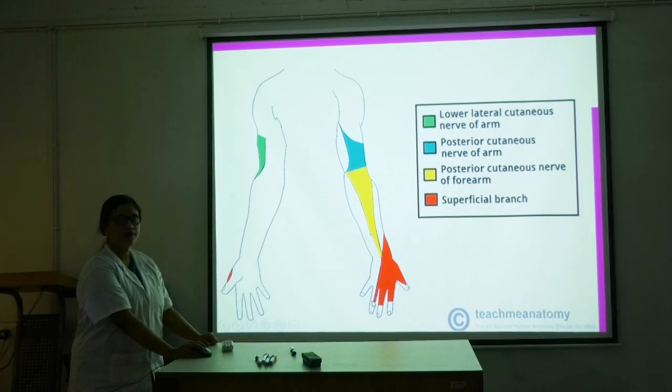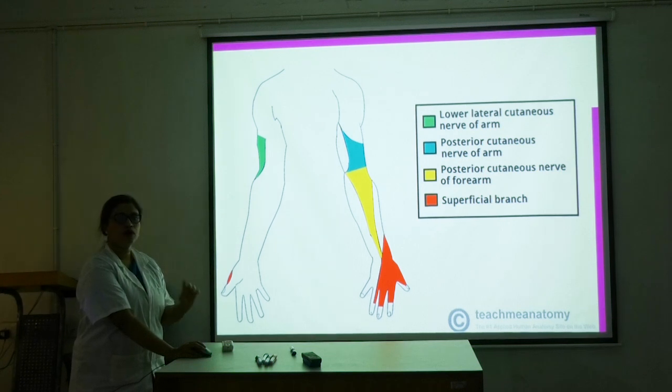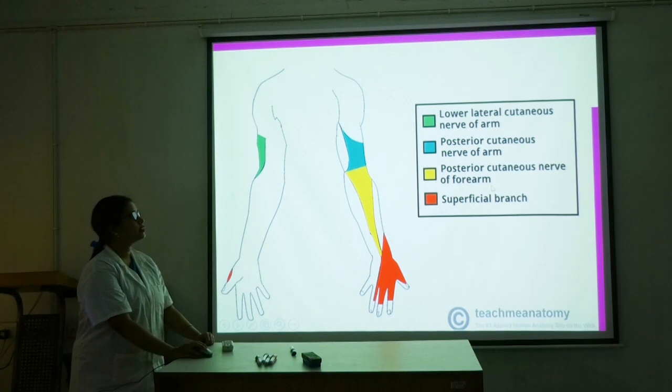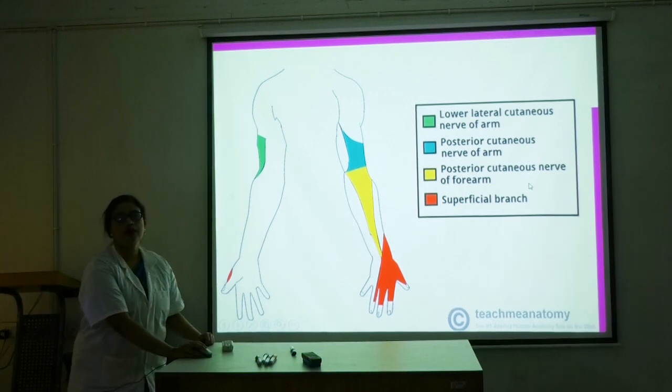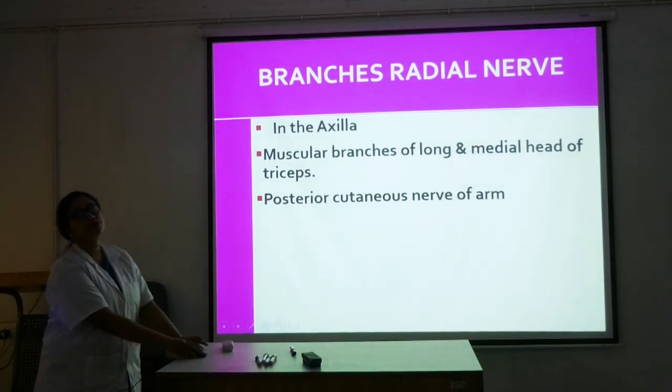Okay, 3.5. So this 1.5 is completely supplied by ulnar, both the dorsum as well as the front on the palmar aspect. Okay. So these are the cutaneous branches directly coming from the radial nerve. So next one is, what are the branches of the radial nerve?